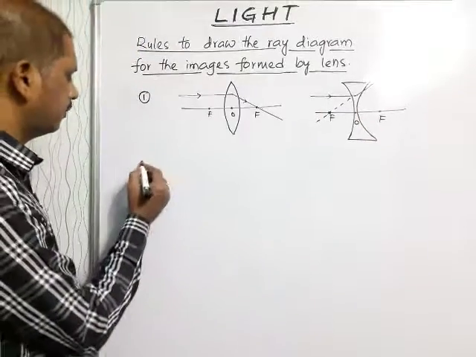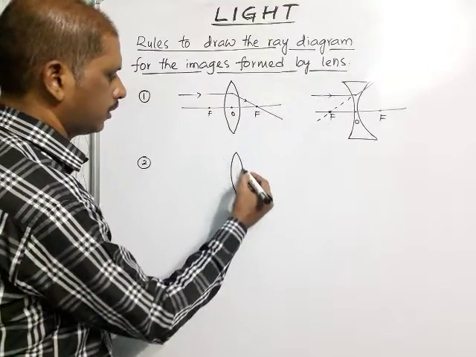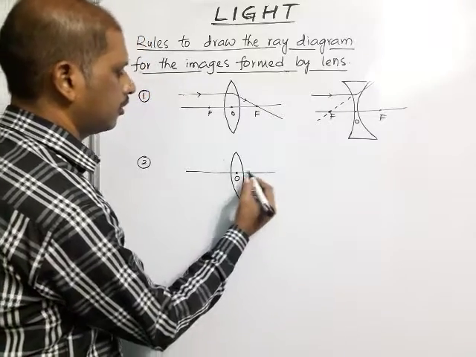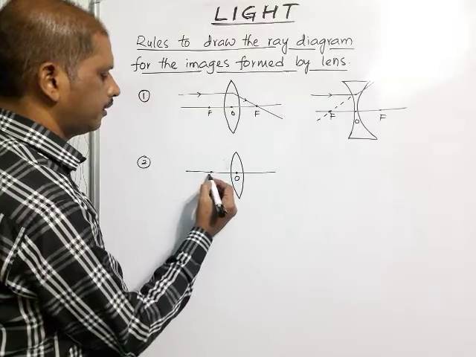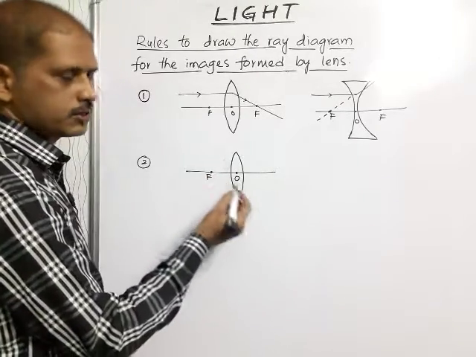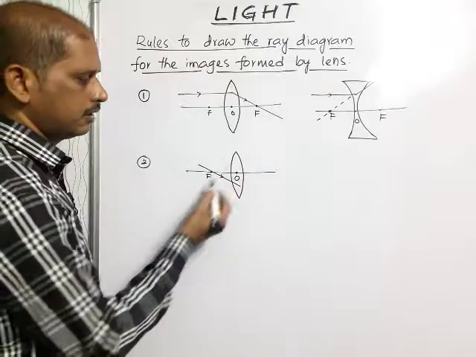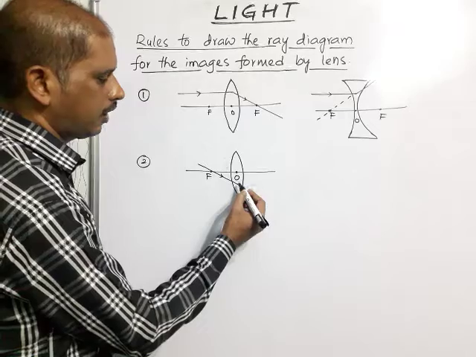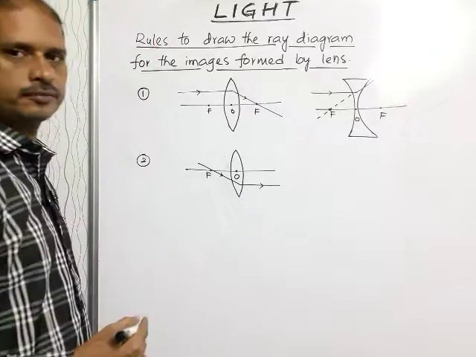And the second rule, exactly quite opposite to this, again take a convex lens. For the convex lens, this is the optical center, principal axis. Now I will take a light ray which is passing through the focus, like this. When it enters into the refracting medium, meaning a lens, after refraction it passes parallel to the principal axis.